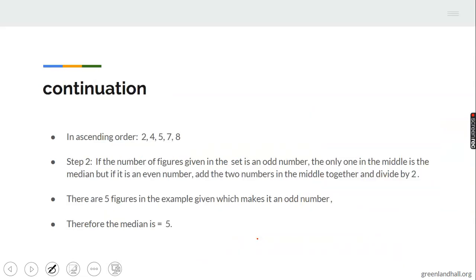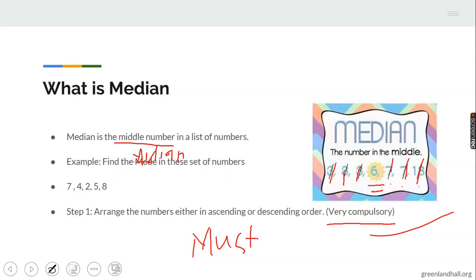So in continuation, we want to arrange. I've given you the figures. Let's go back to the figures. 7, 4, 2, 5, 8. These are the figures. 7, 4, 2, 5, 8. Can you see? We have 7. The next one is what? Good.